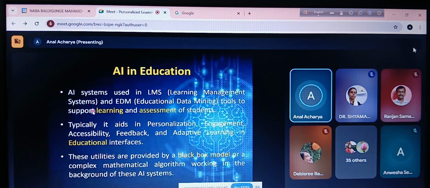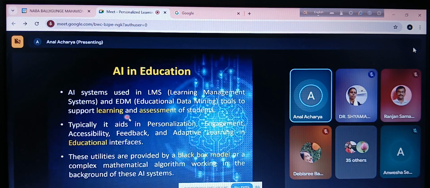Learning Management System means the student will be able to learn from the website or the app. He should be able to upload his assignments. If we have such a website or an app, then that is called a learning management system. So learning management system and EDM tools to support learning and assessment. Okay, right? So AI over the years has been using these.